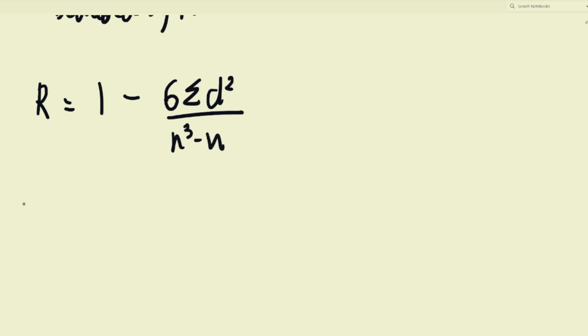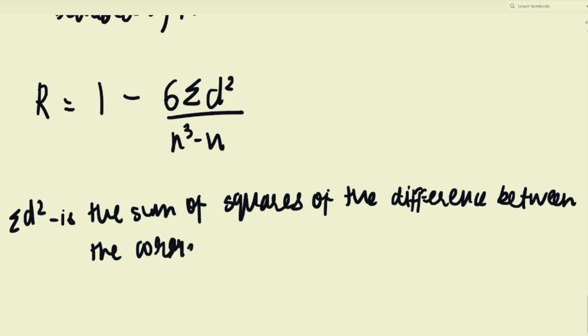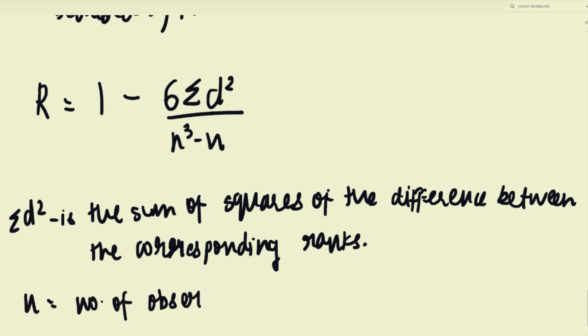So the formula is capital R is equal to 1 minus 6 summation d square upon n cube minus n, where summation of d square is the sum of squares of the differences between the corresponding ranks, and n is equal to the number of observations. So this is everything.